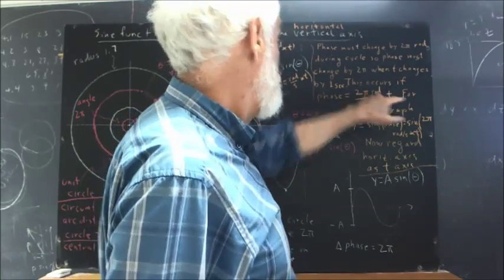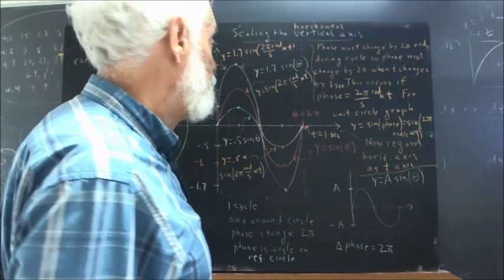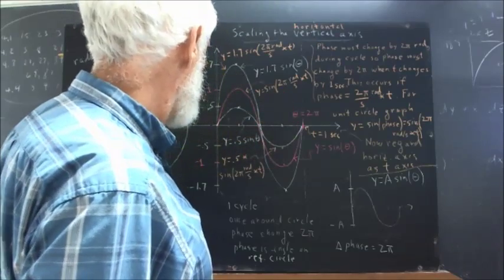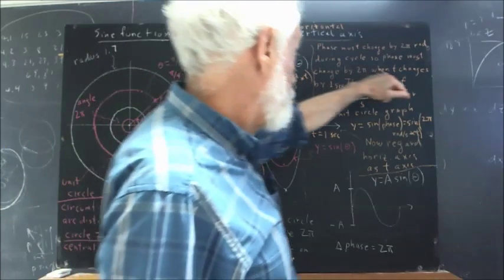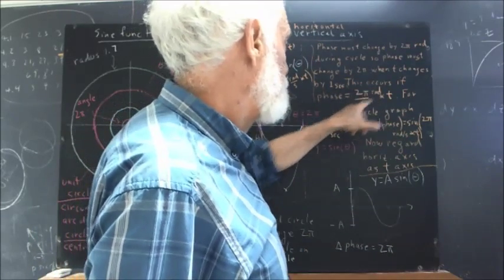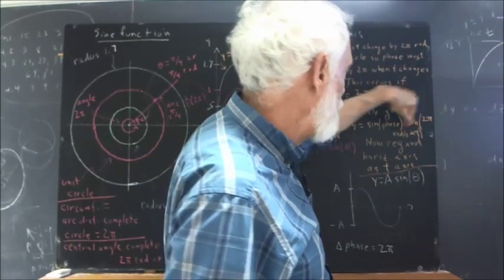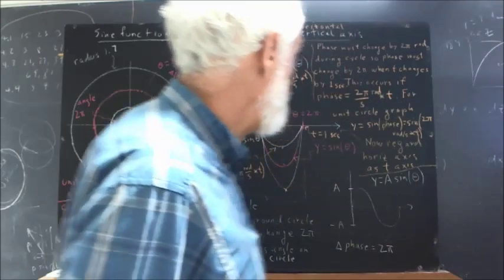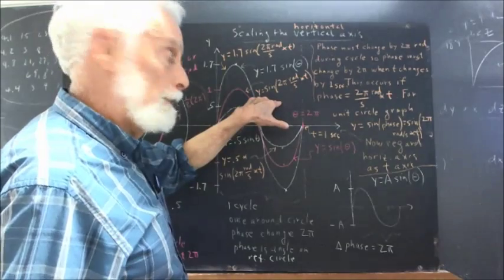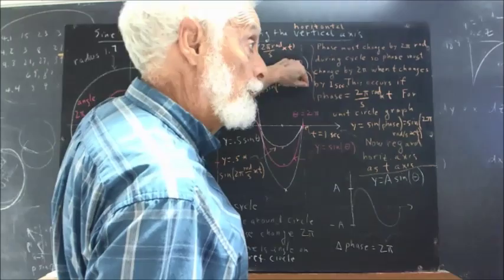Now the phase is this, and the function is y equals the sine of the phase, at least our unit circle function. So for the unit circle graph, y is the sine of the phase. The phase is 2 pi radians per second times t. I had to spread that out because I ran out of space: sine of 2 pi radians per second multiplied by t. I've written that out more clearly here, so y equals the sine of 2 pi radians per second times t.